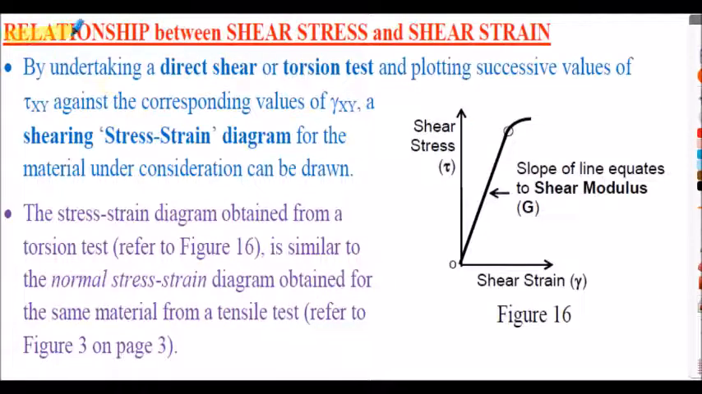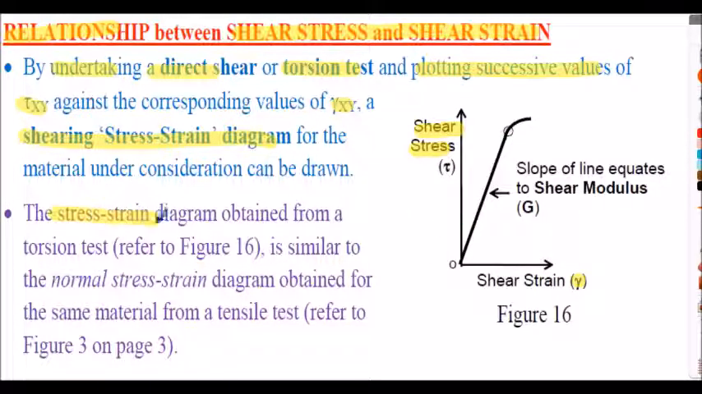Let's look at the relationship between shear stress and shear strain. To undertake a shear stress test in shear is actually quite difficult, and often we use torsion tests to obtain a shear stress strain diagram. So when it says undertaking direct shear, it's not something we normally do. It's normally in a torsion test. And if we plot the values from this torsion test, we're plotting the shear stress on the vertical axis against the shear strain, gamma, on the horizontal axis, we get the shear stress strain diagram, what you'll see on the right hand side here.